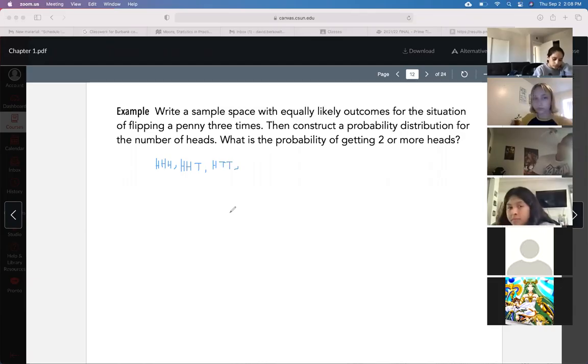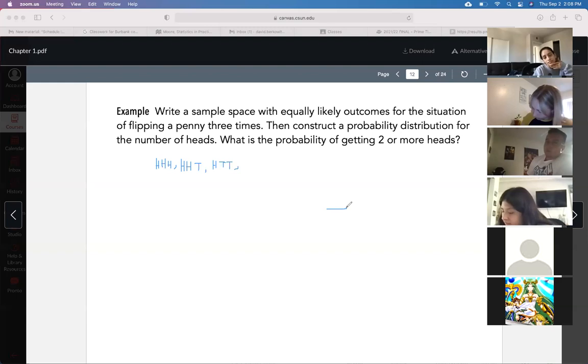I mean, we can start listing them, but if we don't know how many we expect to have, we'll never really know whether we have them all. So how many outcomes do we expect to have if you flip 3 pennies? 6. Okay, so 6 is a good guess. It's not correct, but it's a good guess. And let's think about it.